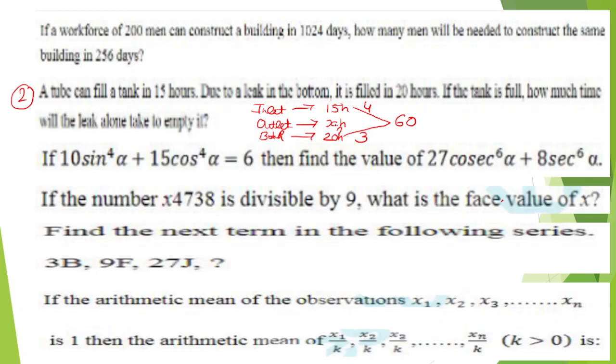Okay, now you can see it is a combination of inlet, that is plus, and outlet, that is minus. So inlet pipe's efficiency is 4, and we know that both efficiency is 3. It means one efficiency is going in loss, so it is -1. Okay, you are getting now what I am doing. So the efficiency will be 3.